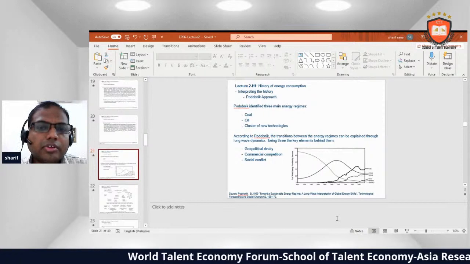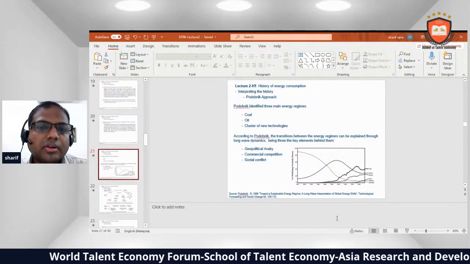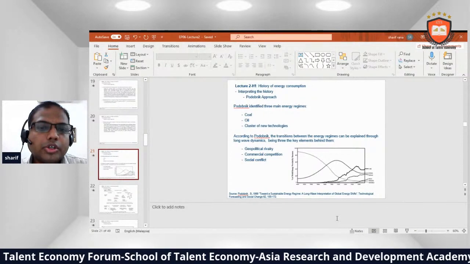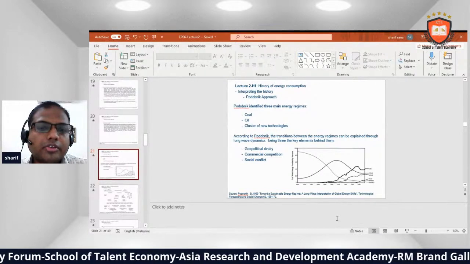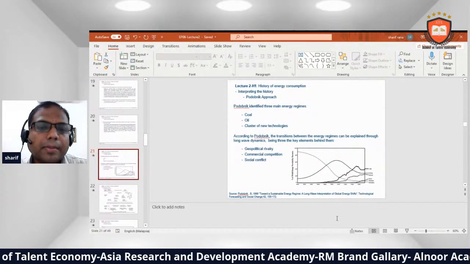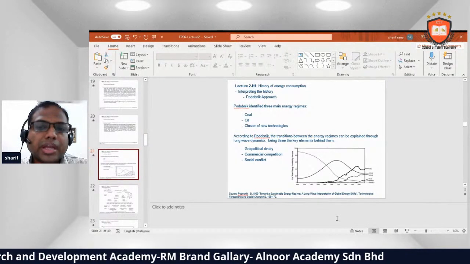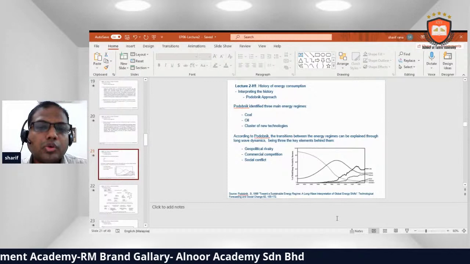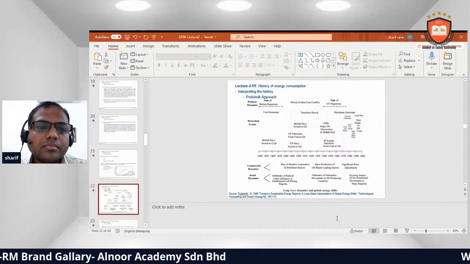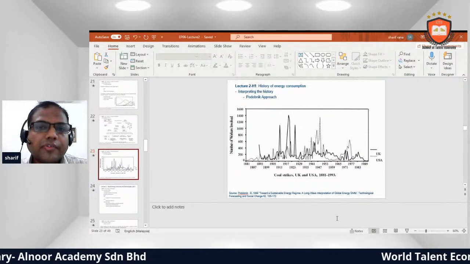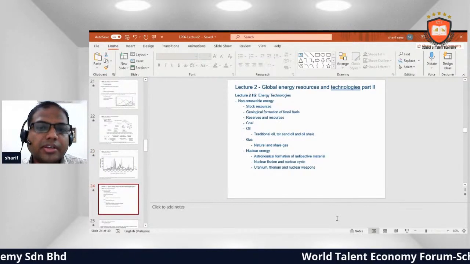Grübler identified three major energy regimes: coal, oil, and a cluster of new technologies. Geopolitical rivalry, commercial competition, and social conflict shape these, according to the author. The transition between energy regimes can be explained through long-wave dynamics. There are different kinds of histories of energy consumption; it's actually ups and downs.